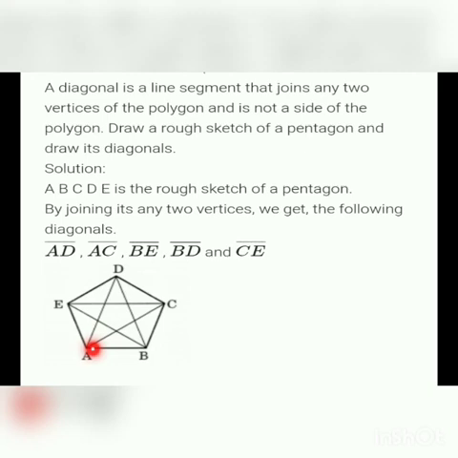So what does diagonal mean? A diagonal means other than its sides. What are the sides of this pentagon? AB is a side, BC is a side, CD is a side and DE is a side. So other than these sides, you should get the diagonals. So what are the diagonals here? AD, AC, EC, EB, DA, DB. So when you join the diagonals, you get the shape of a star. So these are the diagonals of what? A pentagon.